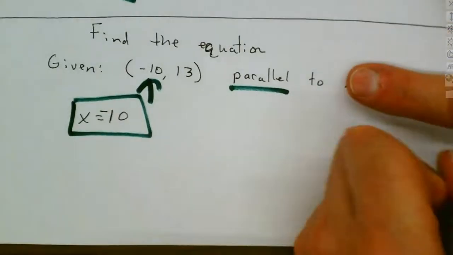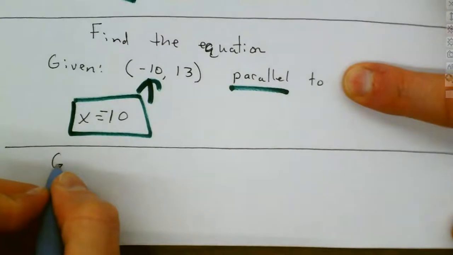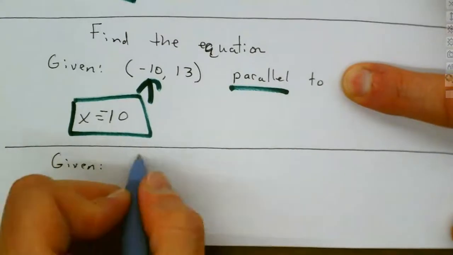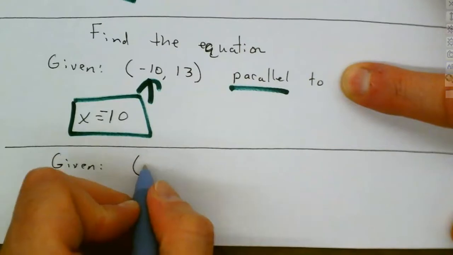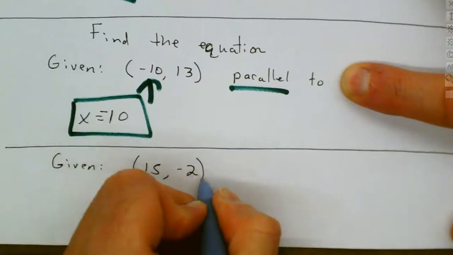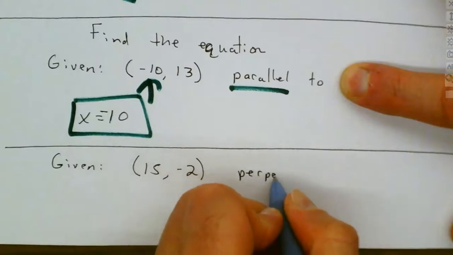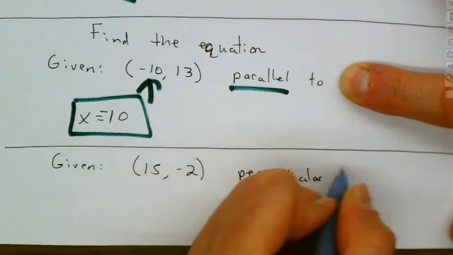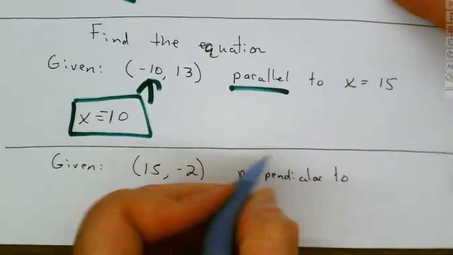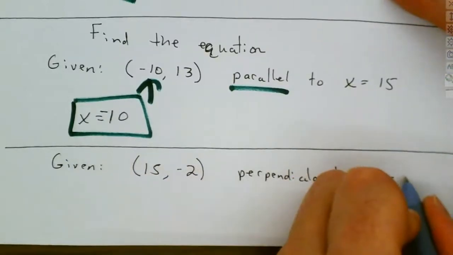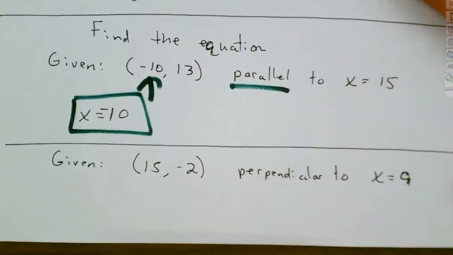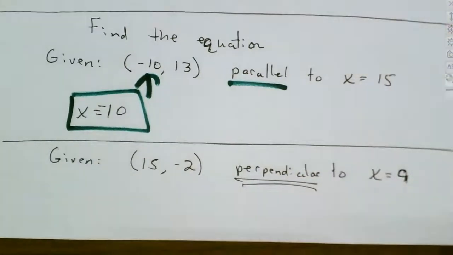What about perpendicular? Let's say you're given a new ordered pair. How about (15, -2)? And we want that to be perpendicular to x equals 9. What's perpendicular to an x line? An x line is a vertical line like this. So what's going to be perpendicular to it? What's going to cut it? Yep, a horizontal line.